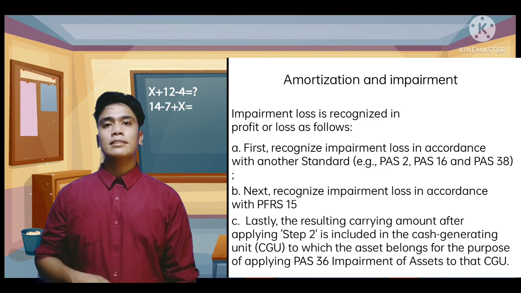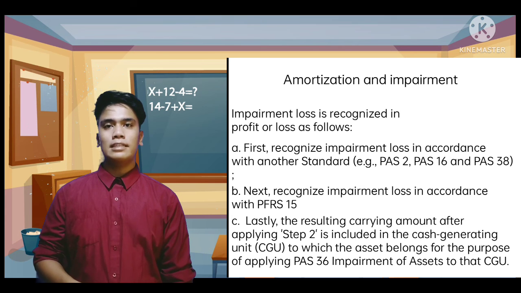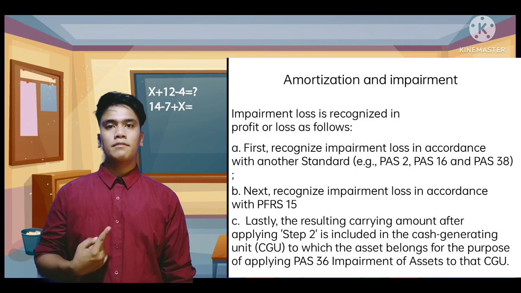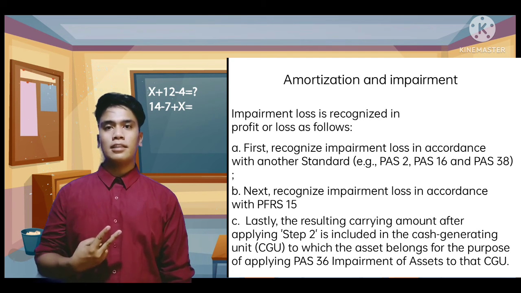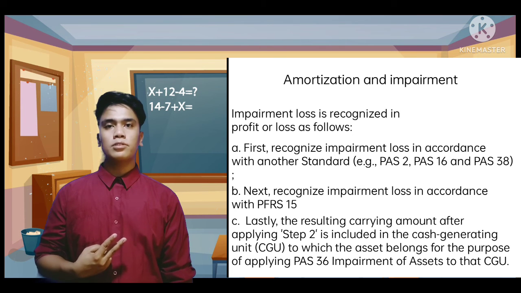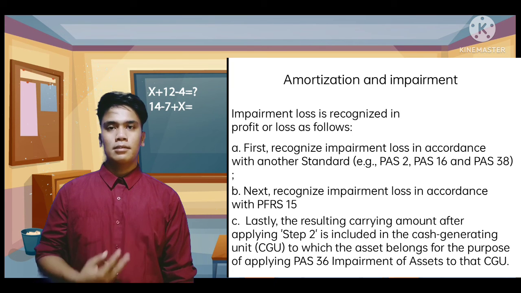Pangalawa, next, recognize impairment loss in accordance with PFRS 15, which is the excess of the asset carrying amount over: 1. The remaining amount of consideration that the entity expects to receive in exchange for the goods or service to which the asset relates, less: 2. The costs that relate directly to providing those goods or service and that have not been recognized as expense.